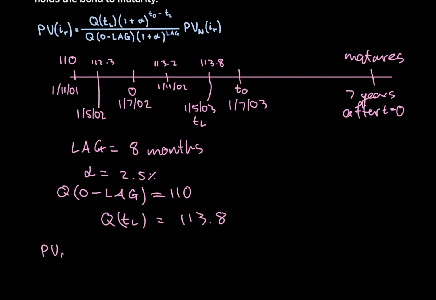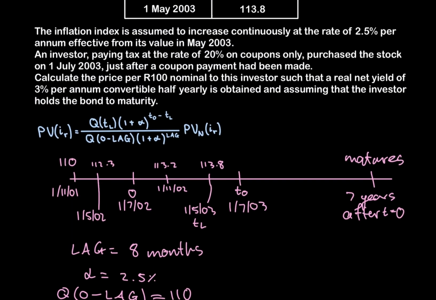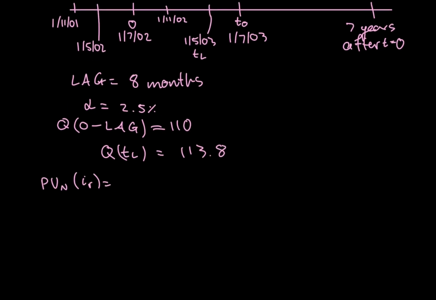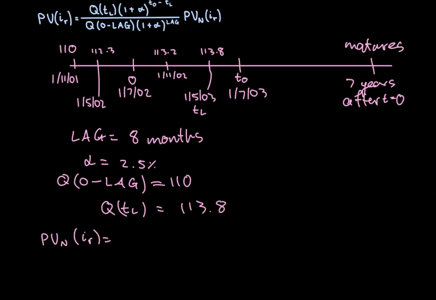So the nominal present value using the real interest rate, and by the way, the real interest rate, we know that to be 3% per annum convertible half yearly. Take careful note of that, because that's an easy way that they can catch you. They could have said effective, which would then be different to convertible half yearly.